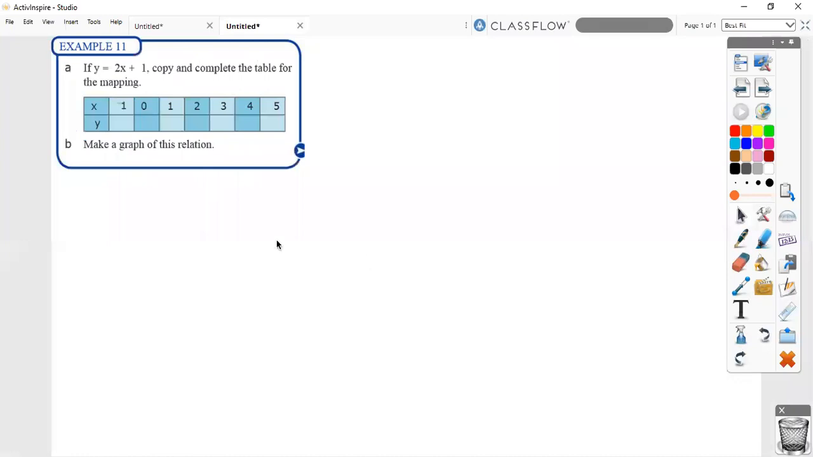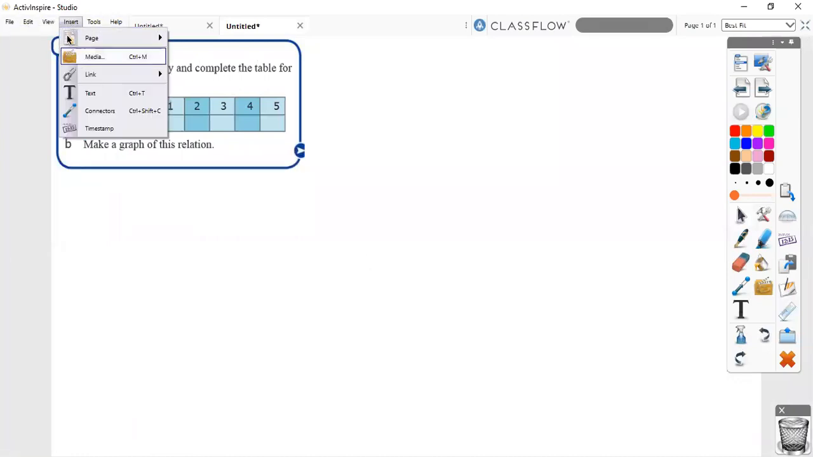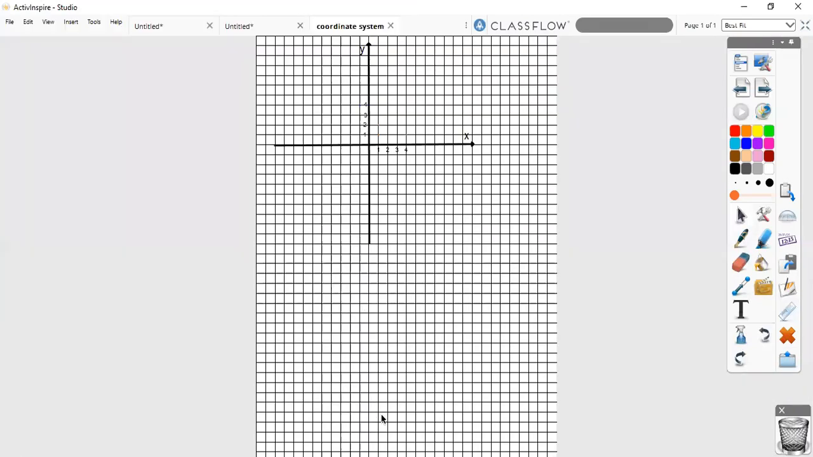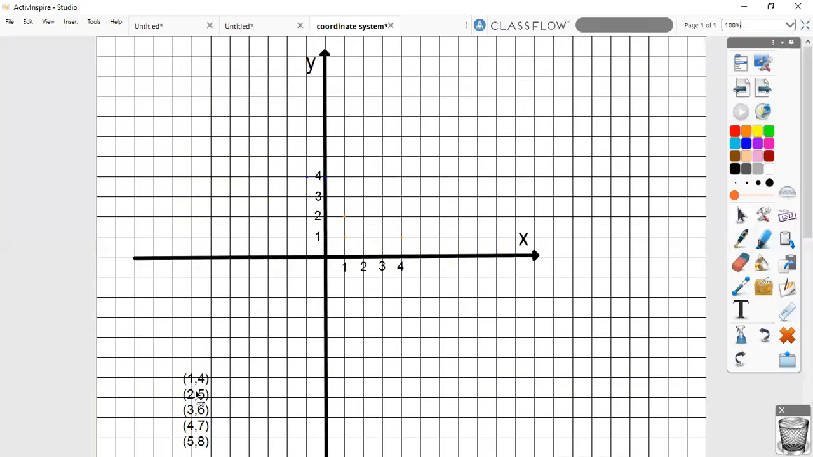Now I can put them here. Okay, what were our points? 1 and 4. Our points were 1 and 4. X 1, Y 4, it will be this point. 2 and 5 will be this point. 3 and 6 will be this point. 4 and 7 will be this point. 5 and 8, it will be this point.